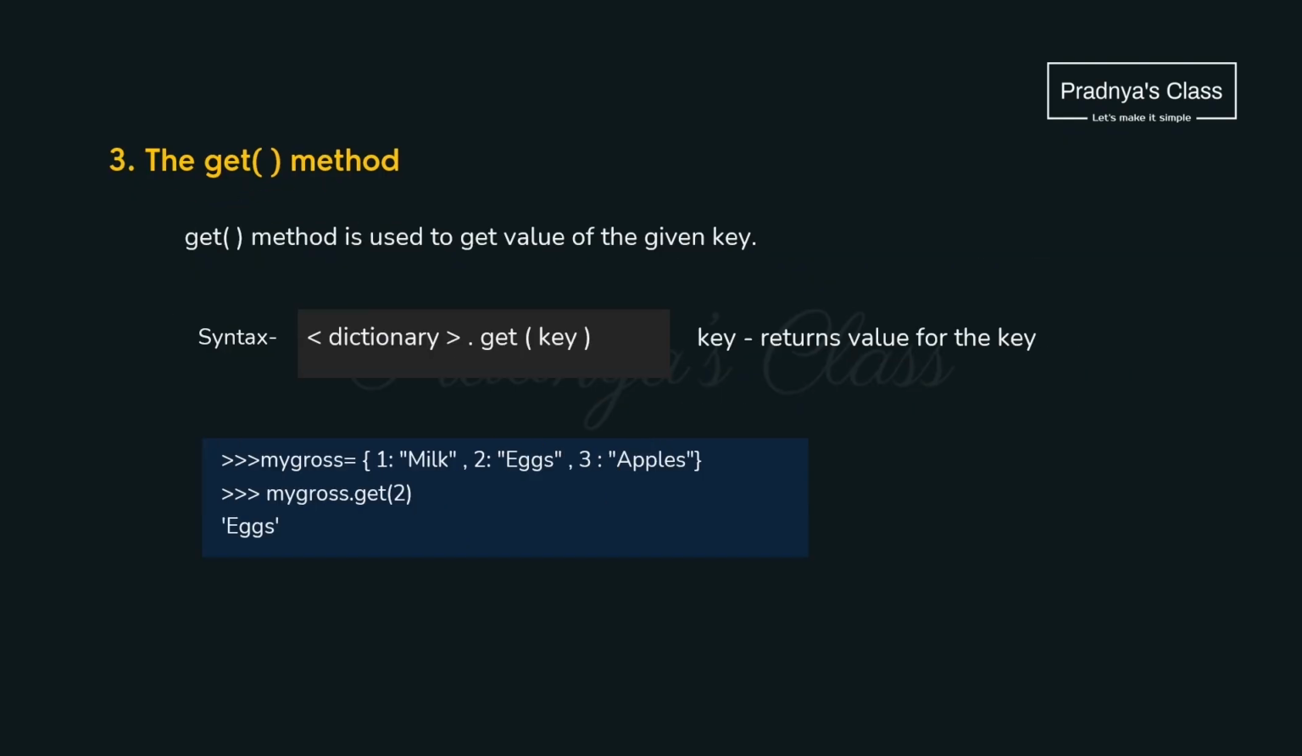There are a lot of methods associated with dictionary. Here is one, that is get method. Get method is used to get the value for the given key. Here is the syntax. We will be providing the key and we will get the corresponding value for that key. Look at the example. We provided key 2. We got the value for that.